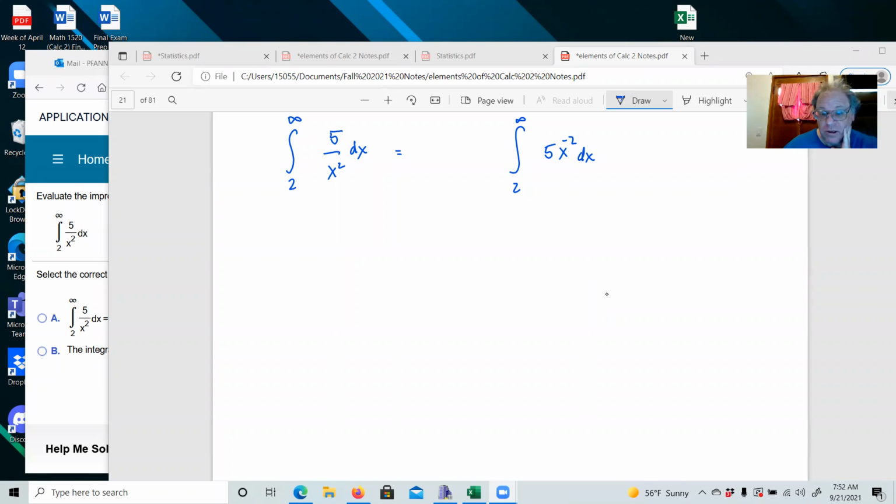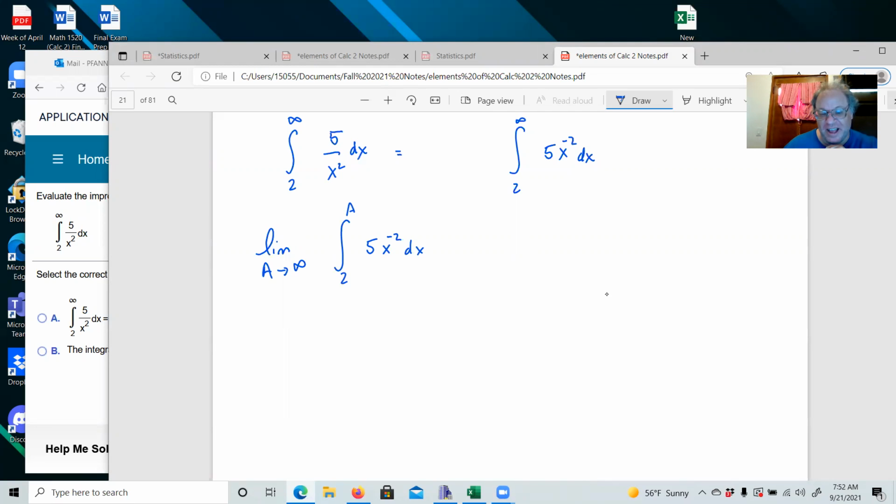That's why it's improper. Okay, so what we're going to do, pick your favorite letter. So we're going to take the limit as, how about we use a, goes to infinity, of the integral from 2 to a of 5x to the negative 2 dx. Okay, that's the hardest part. And you think I'm kidding, but it's really not.